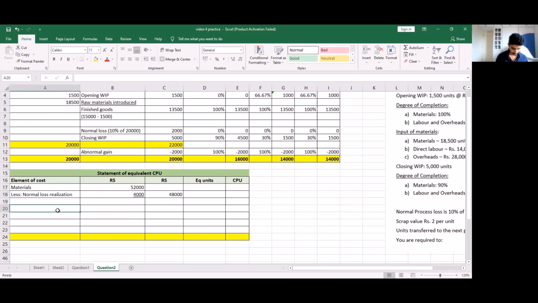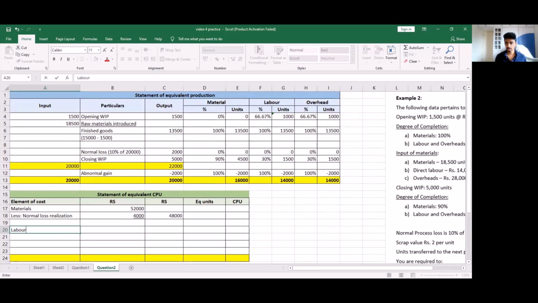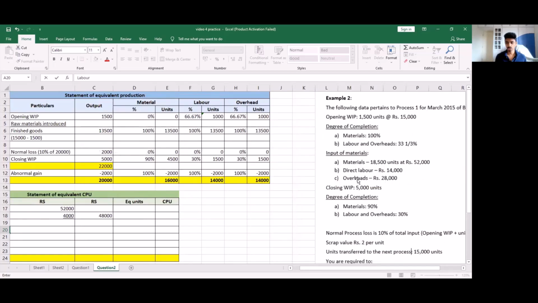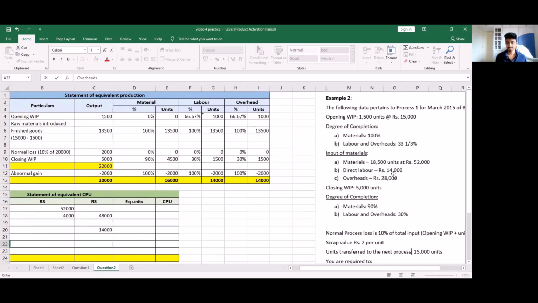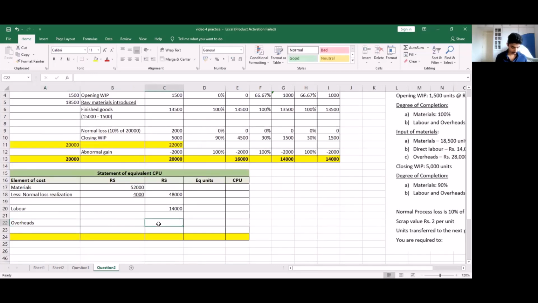Next, we have labor. So the cost of labor in our question is given as 14,000. So direct labor is 14,000. So we will write this in our third column. And finally, for overheads, we have been given the cost as 28,000. So again, we write this in our third column.